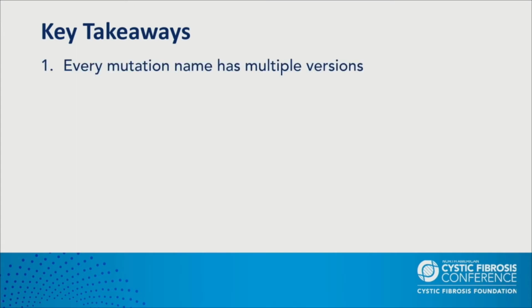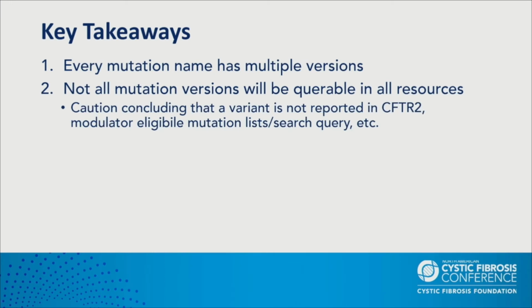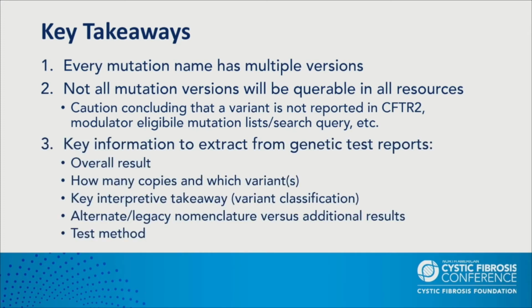So every mutation name has multiple versions. Not all of those versions will be queryable in any given database that you're looking at, and so it's important to know what those synonyms are or be able to translate it. And these are some of the key pieces of information to extract from a genetic test report as a provider.